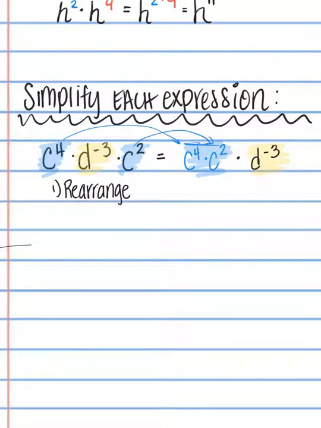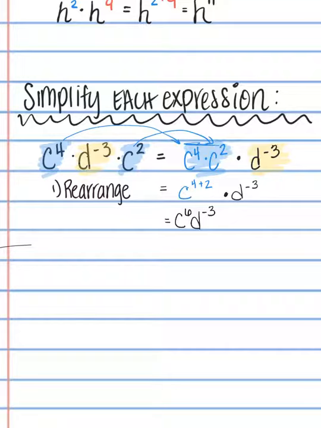So now that I've rearranged, the second thing I want to do is simplify. Now it's really easy to see that this is the same as C to the 4 plus 2, and I'm multiplying this by D to the negative 3. And I can't do anything with it because they're totally different variables. I simplify further and I get C to the 6th times D to the negative 3rd. I don't technically need this multiplication in between because that's the same thing as simply writing these two variables side by side. So this should be what you end up with.